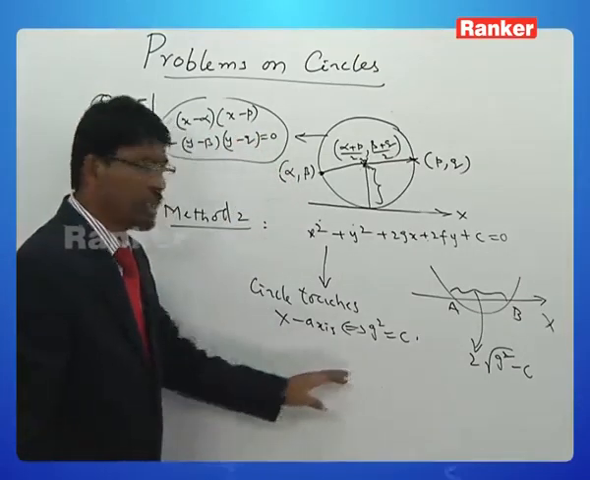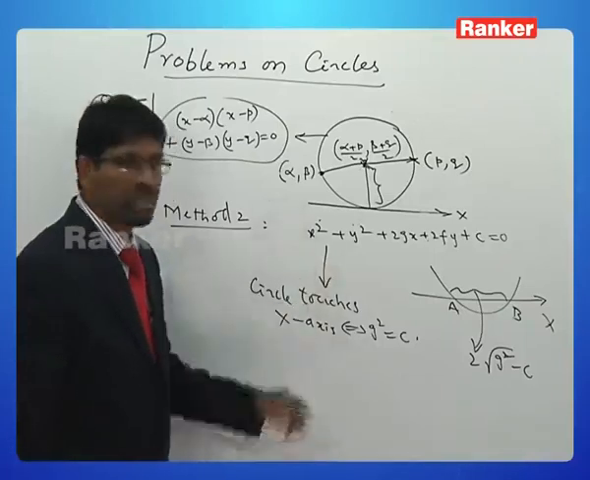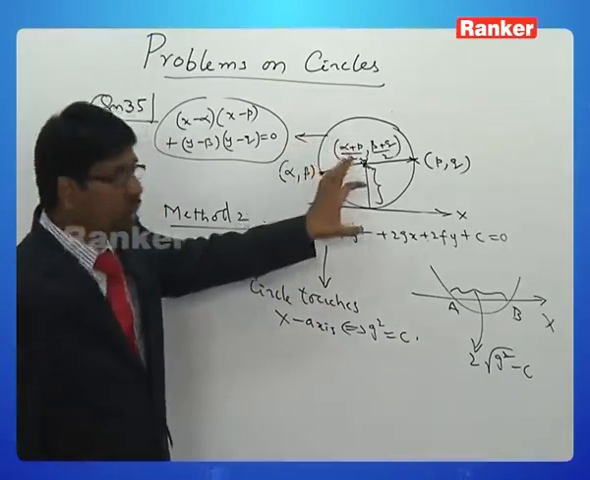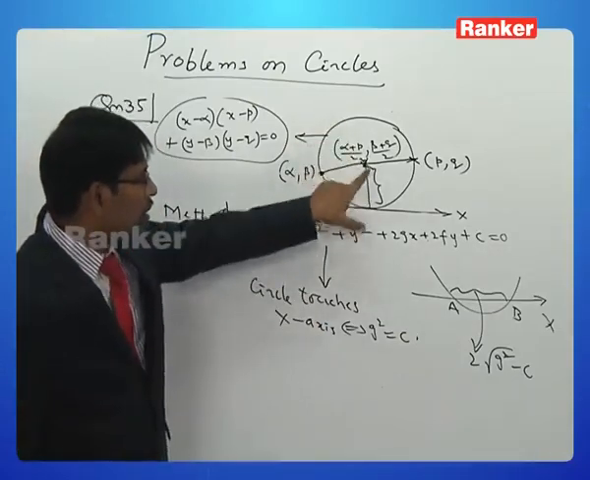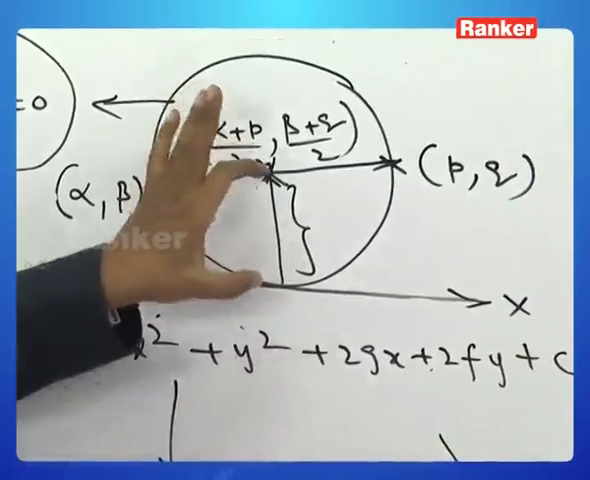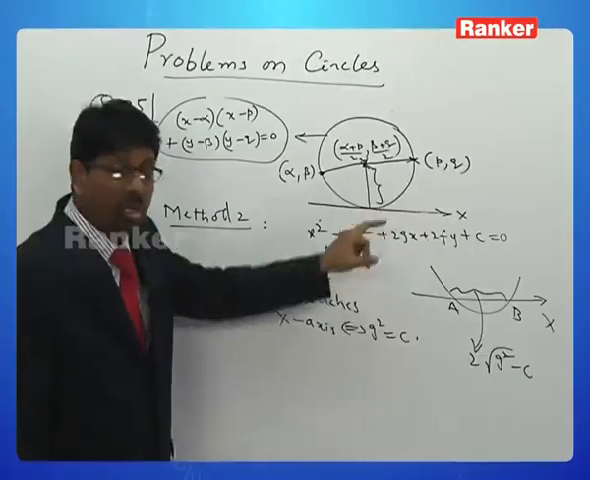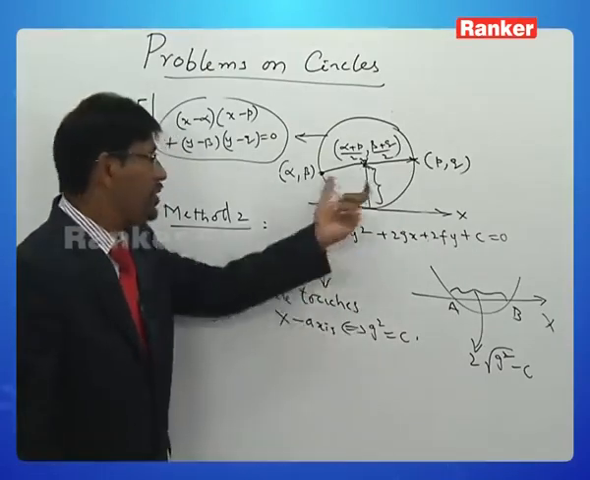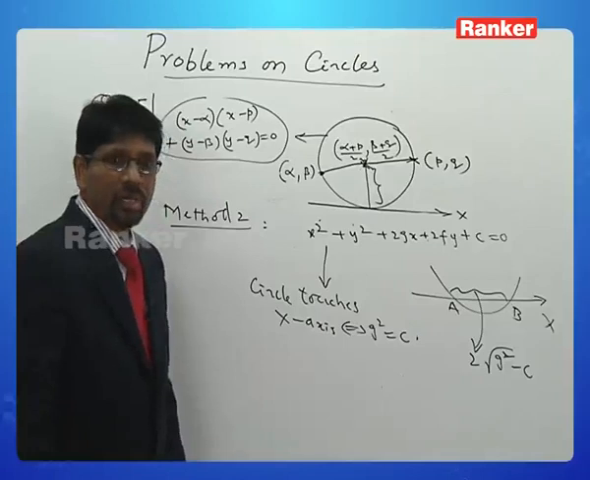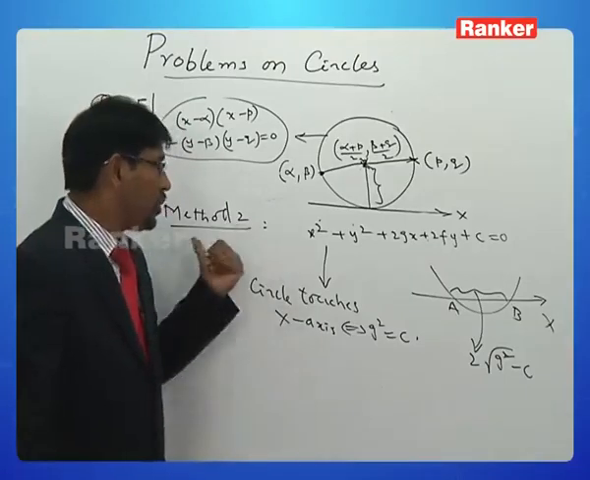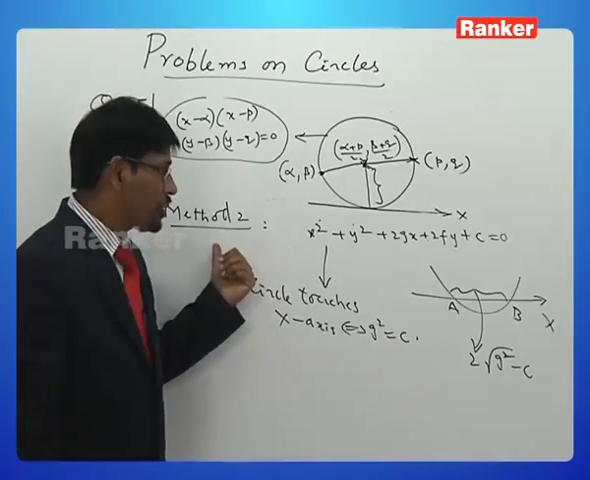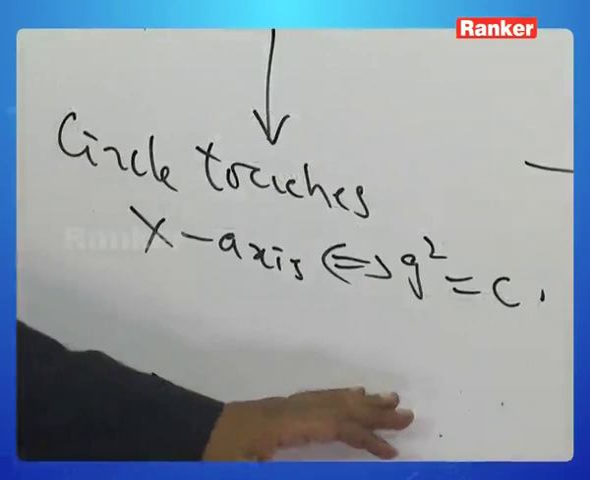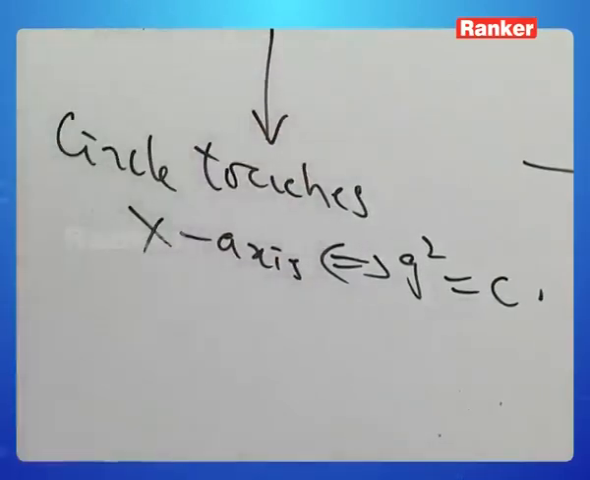So when you do that also, you will get the same equation that we have got in the previous method. In the previous method, what did we do? We just used the fact that when it is touching the x-axis, the modulus of the y coordinate of the center has to be equated to the radius. But what is the radius? Half the diameter. We used that fact there. Now we can even do it in an alternative manner, that is method 2. This is the condition for the circle to be touching the x-axis, that is g square equal to c.